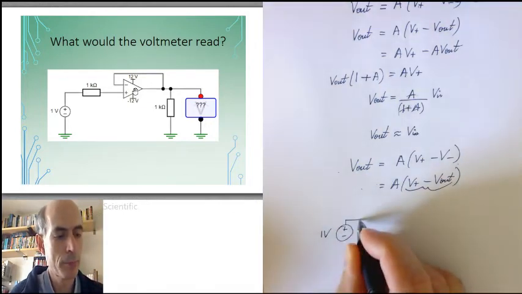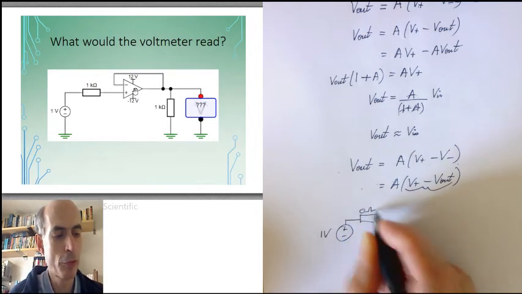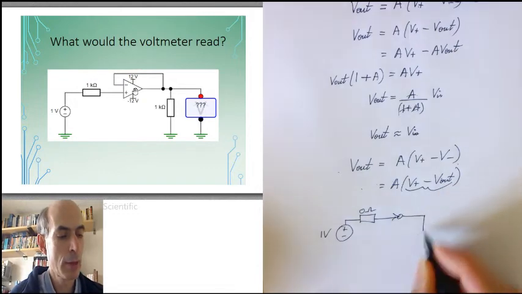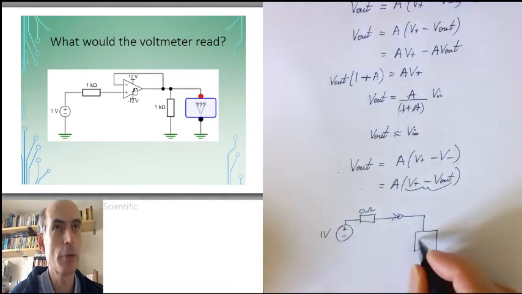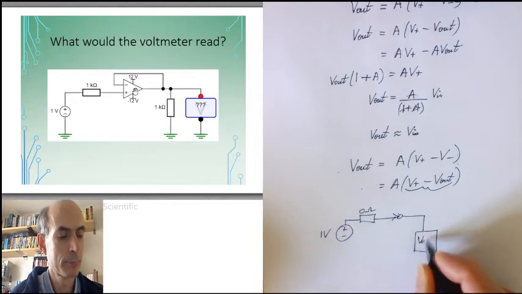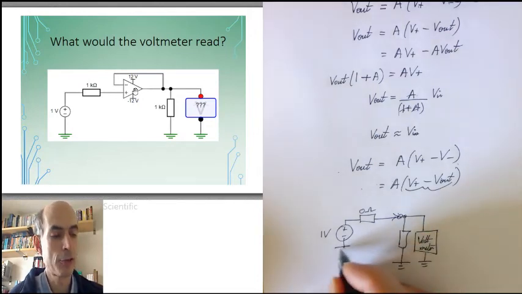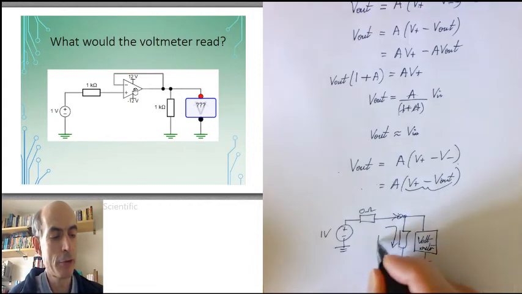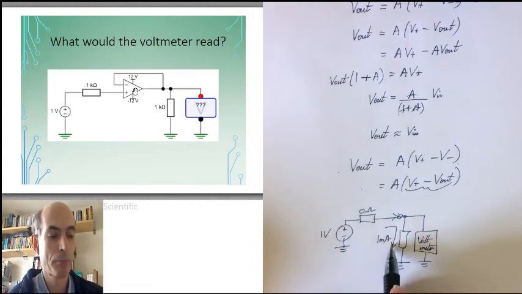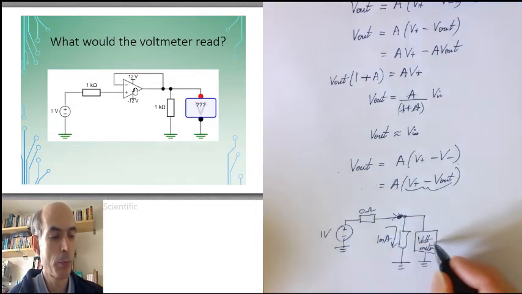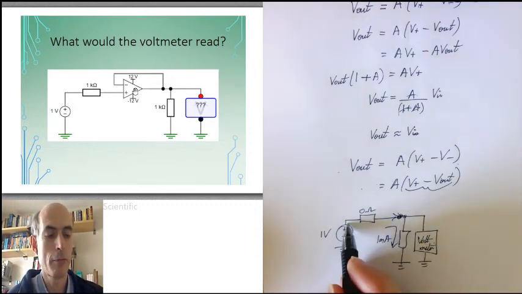1 volt, 0 ohms, output of my op-amp there, and that is what is connected to the voltmeter. There is also a 1K resistor down here, but all that does is it drags 1 milliamp of current out of the op-amp. It doesn't change the voltage at the output of the op-amp at all. The voltmeter would read 1 volt.